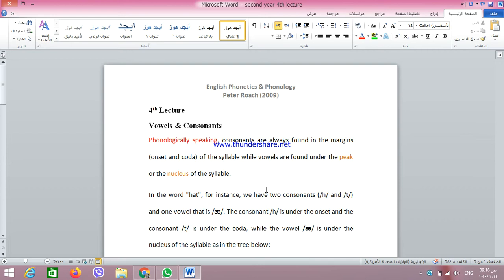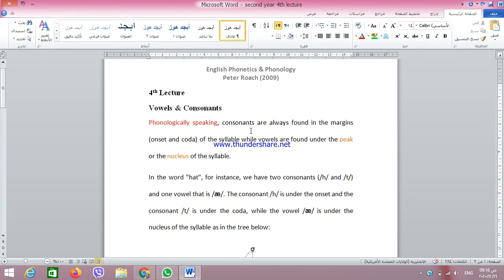But when we go to apply this rule to the sounds of the language, we discovered that in the pronunciation of gliding consonants, which are w and y, there is no clear obstruction to the airflow, yet w and y are considered consonants. So that's why we go to the phonological level. So phonologically speaking, consonants are always found in the margins, that is the onset and the coda of the syllable, while vowels are found under the peak or the nucleus of the syllable.